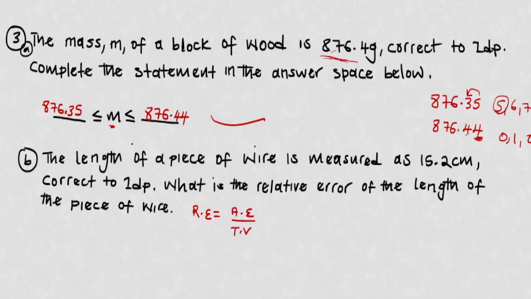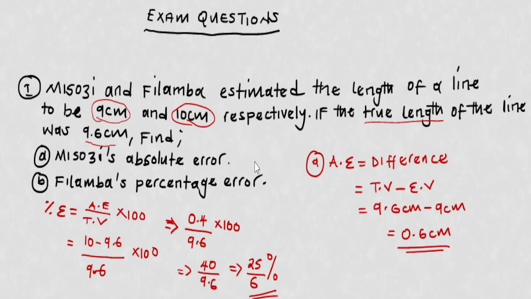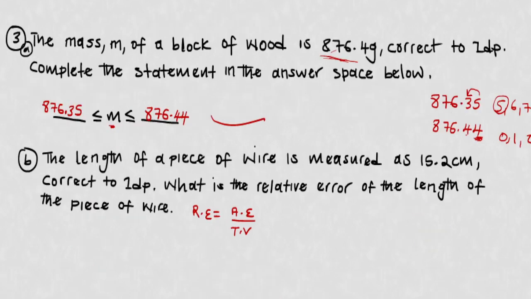As you would see in one of the examples that we looked at, let me just take you back. In this example, we found the absolute error by getting the difference between the true value and the estimated value. But in this particular case, we don't have any estimations. So how do you find the absolute error if you don't have any estimation? This is how you find the absolute error.